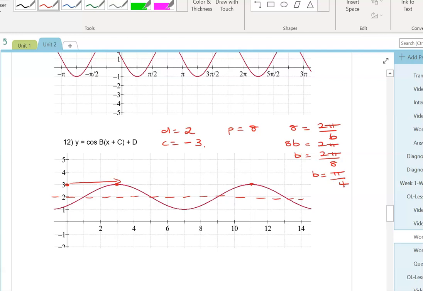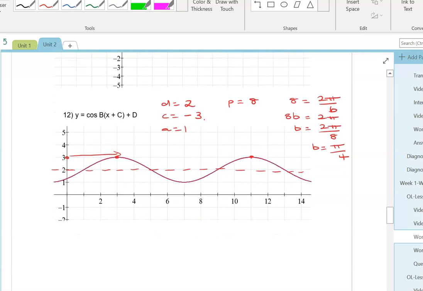Finally, I look at the amplitude. And we can see the amplitude is just 1. So A is 1, so there's been no change of amplitude there. Sub those values into the formula and you get y equals cos of pi upon 4, bracket x minus 3, plus 2. Hopefully that gives you a bit more help with the horizontal shift.